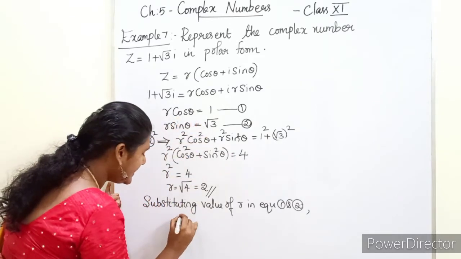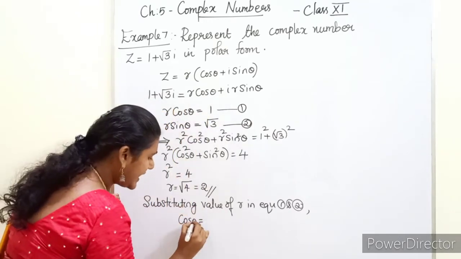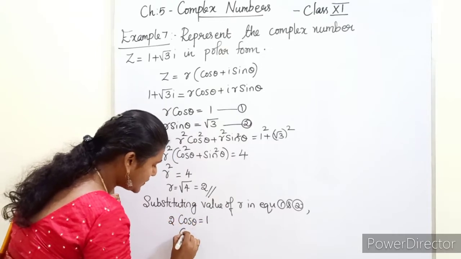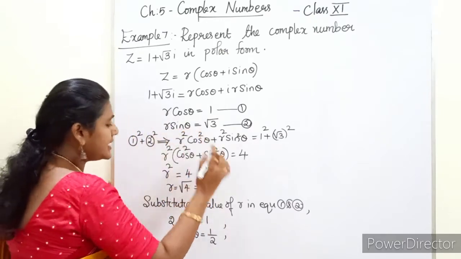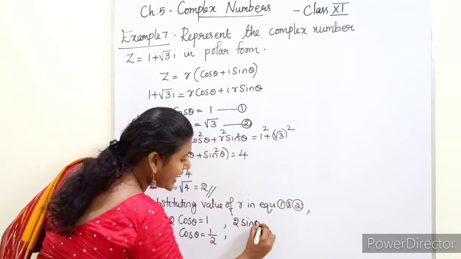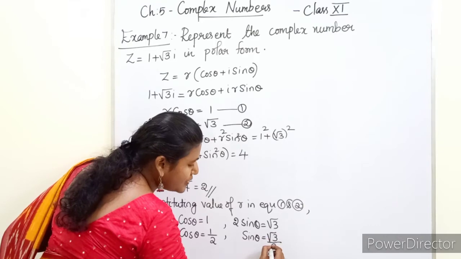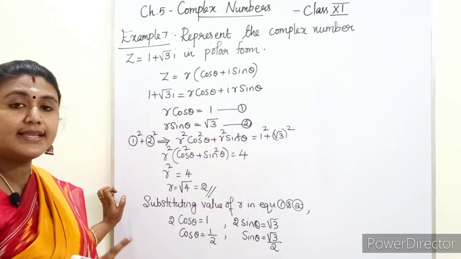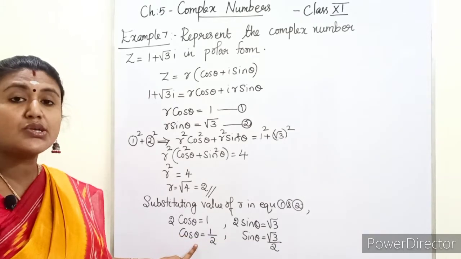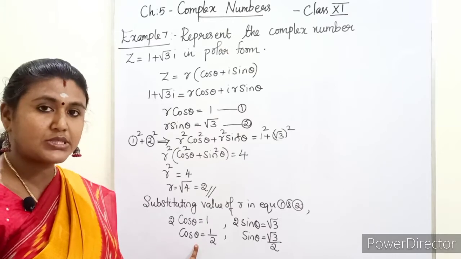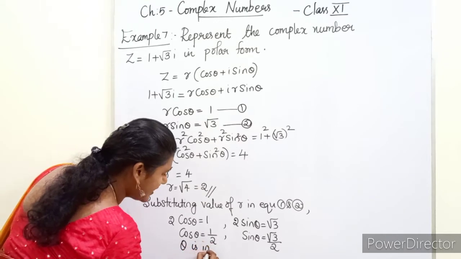So r cos theta is equal to 1. If you take r to the right side, we get 2 cos theta equal to 1, so cos theta is equal to 1 by 2. Similarly, 2 sin theta is equal to root 3, so sin theta is equal to root 3 by 2. Now you have to check in which quadrant theta lies. If you see, both cos theta and sin theta are positive. In which quadrant are both cos and sin positive? In the first quadrant. So we can write theta is in the first quadrant.